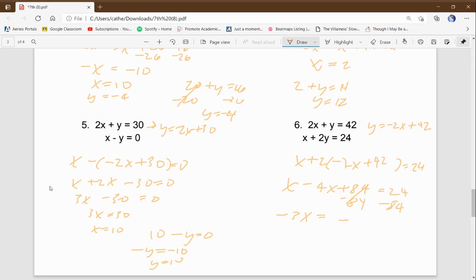This isn't moving. That is weird. Come on, move. Negative 60. That is so off. Divided by negative 3, right? So x equals 20. Add that back. So you'll get 20 plus 2y equals 24. So 2y equals 4. So y equals 2. Okay?